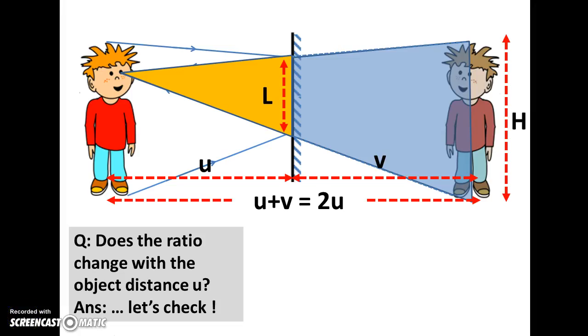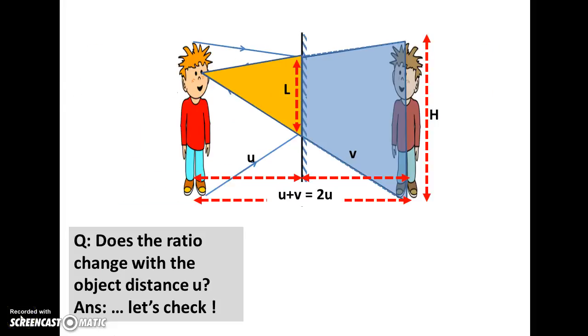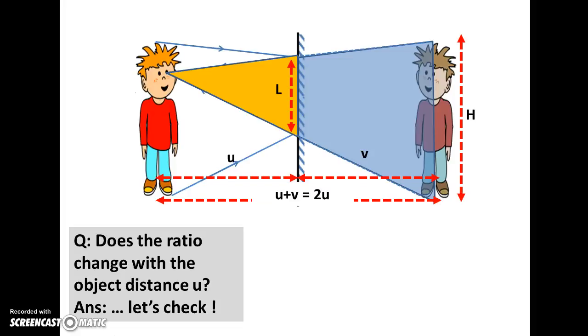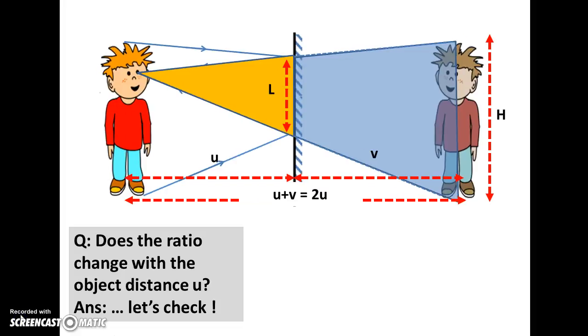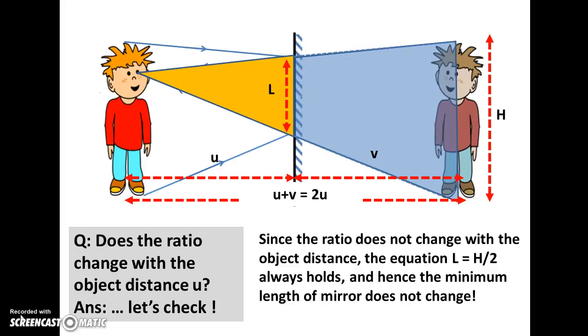So if the boy moves closer or further away from the mirror, would the minimum length L change? If they are closer or further away, we can see there's no change in the ratio because the ratio comes from the similar triangles. So the minimum length of mirror does not change.